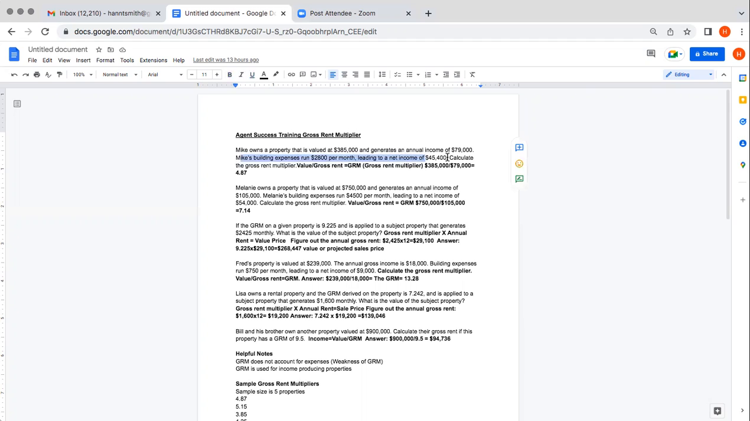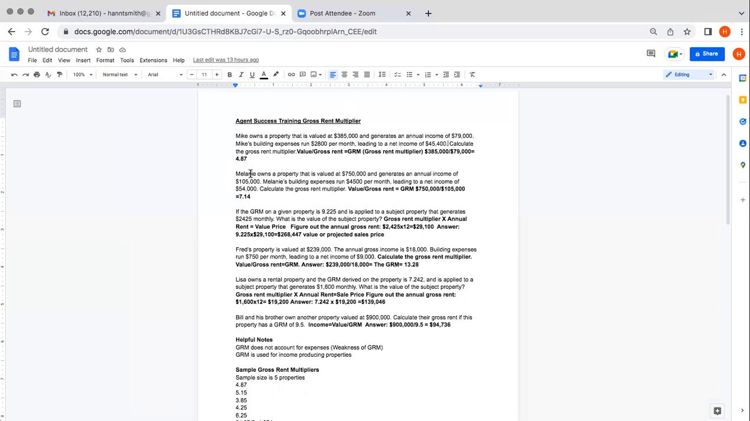So this is typical of what you'll see on a real estate exam, and I want to help you ladies understand how to decipher these questions. This is a simple equation. Mike owns a property that is valued at $385,000 and generates an annual income of $79,000. The equation is simple: value divided by gross rents equals the gross rent multiplier, or GRM. So we take the 385,000 divided by 79, and you come up with a multiplier of 4.78 or 4.87. I'm sorry about that.